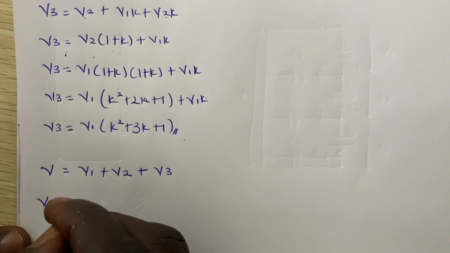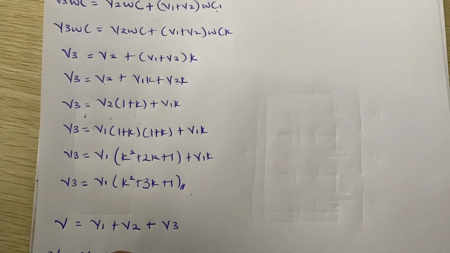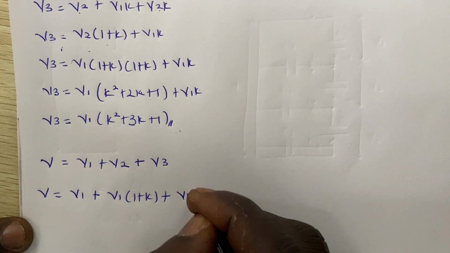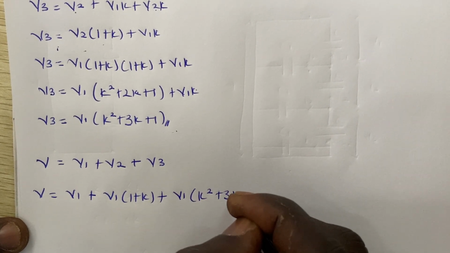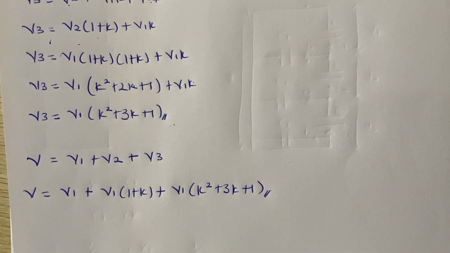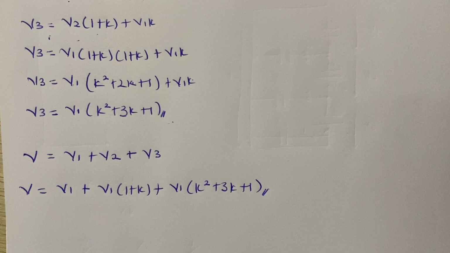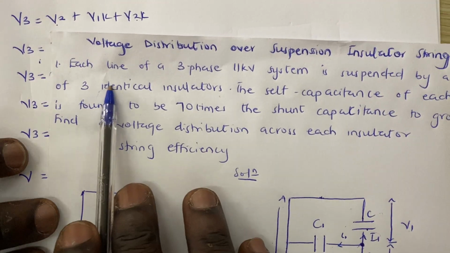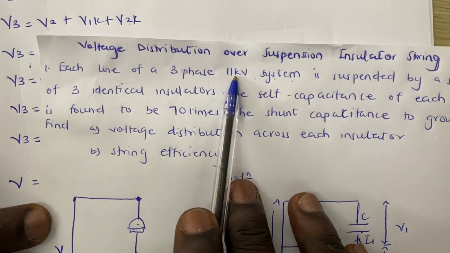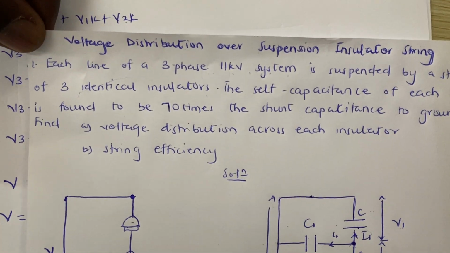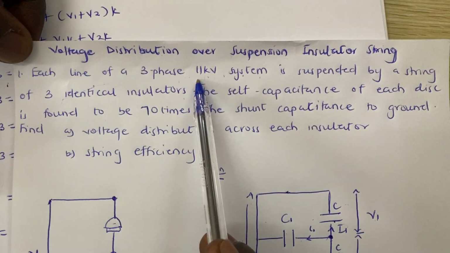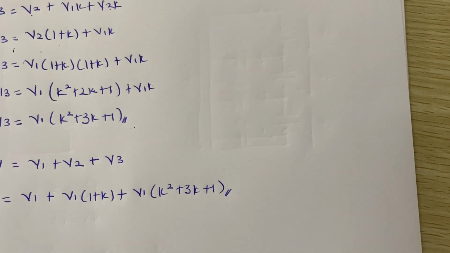So our V is going to be V1 plus V2, which is V1 into brackets 1 plus k, and our V3 is also V1 into brackets k squared plus 3k plus 1, and this is for our total voltage, right? In order to find this, the question said that each line of a three-phase 11 kV system, so it means the voltage that has been given to us is three-phase voltage, and because we are talking about a single insulator, or a single string, we have to convert this three-phase voltage into a single phase voltage. So we are just going to do that.